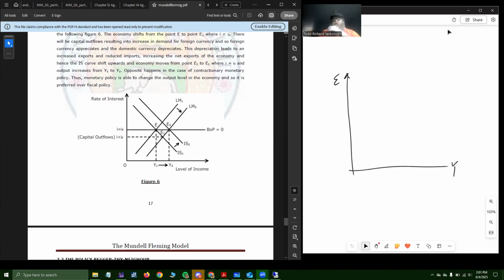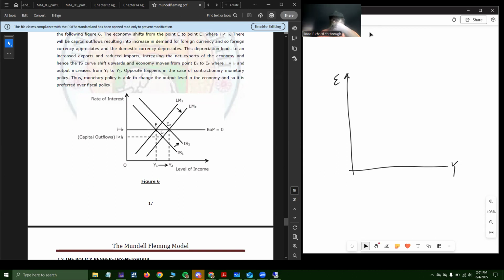What I thought I would do is make a quick little video here at the beginning of today's lecture just to do a little bit of explanation. I've gotten a couple questions about Mundell-Fleming, the Mundell-Fleming model in particular, and how we illustrate that model graphically. In particular, this is a very common question.